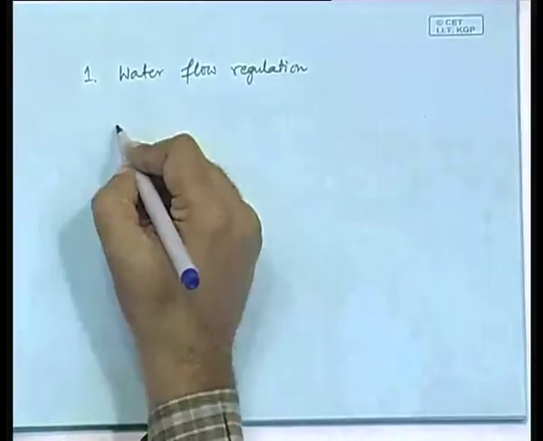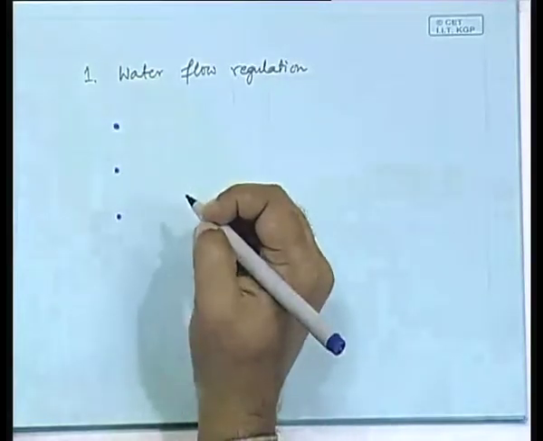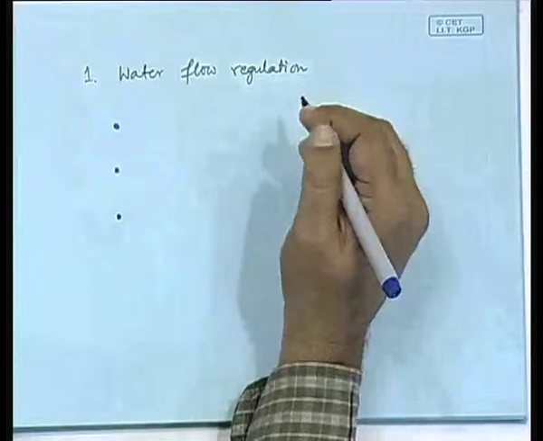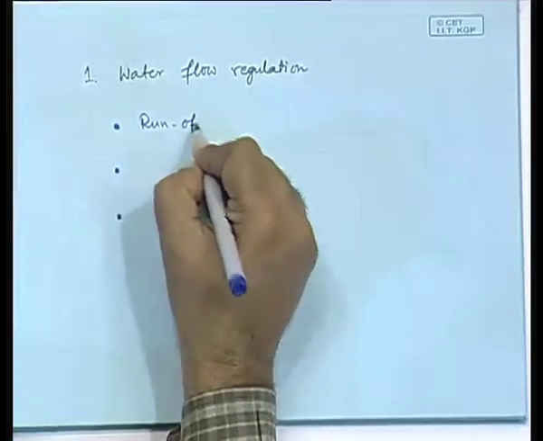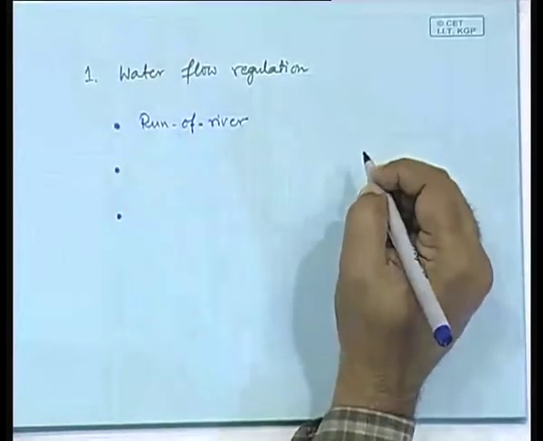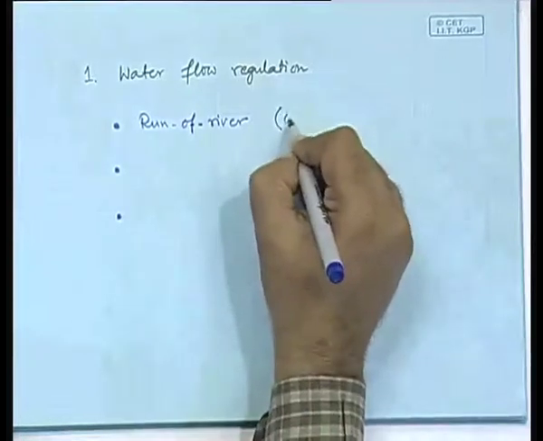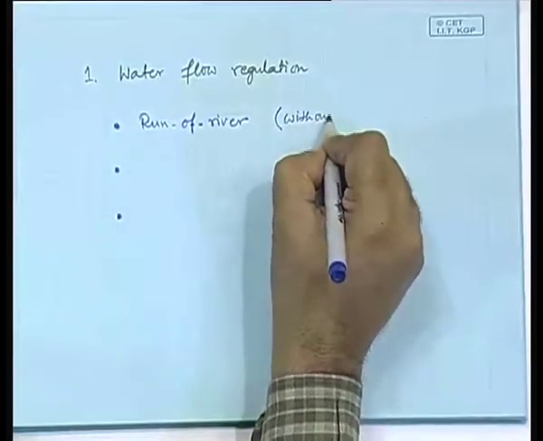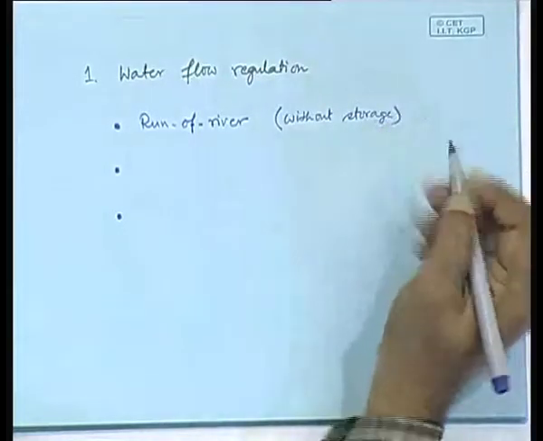From this angle, there are three types of hydroelectric power plants really. One is called the run of river power plants. This is as the water comes, you utilize it and don't store anything.